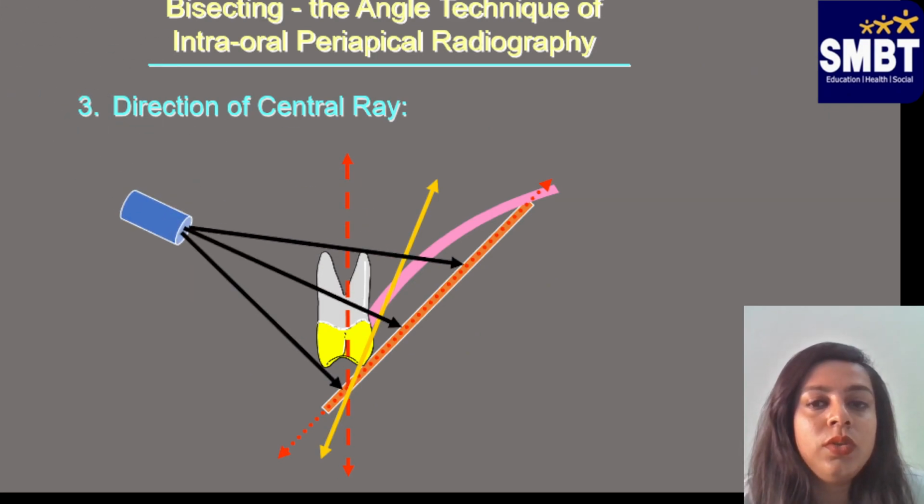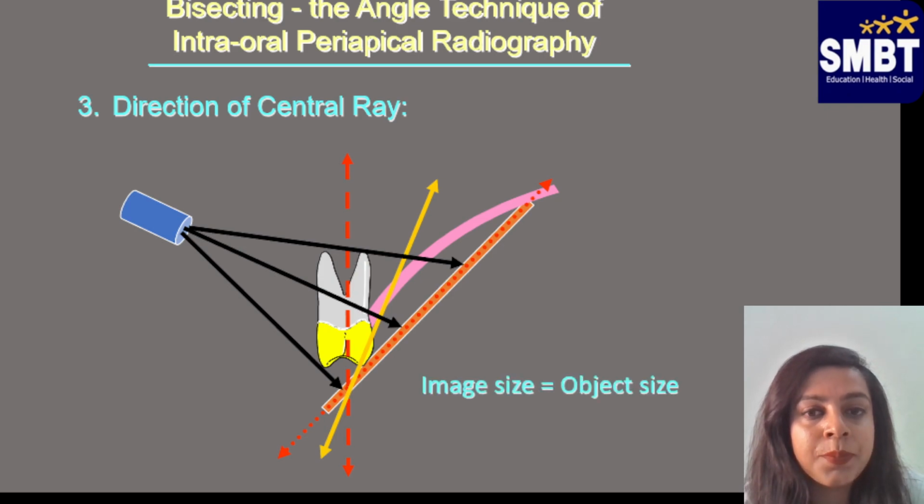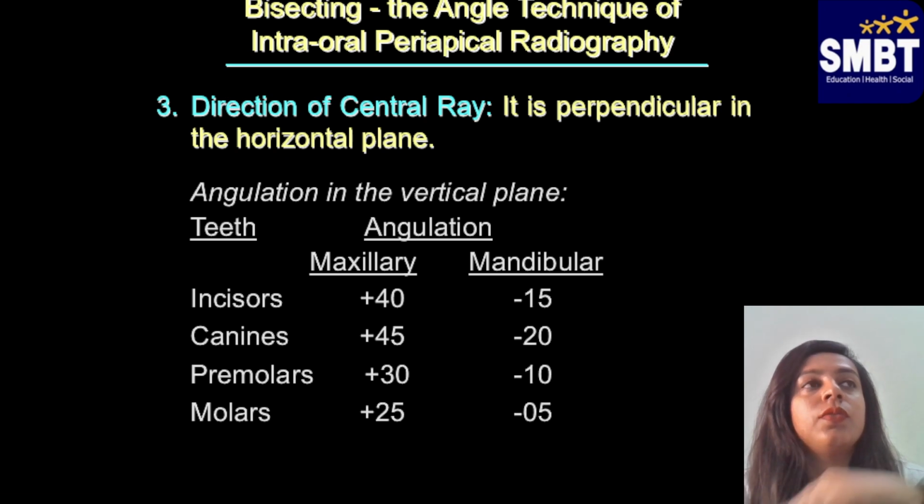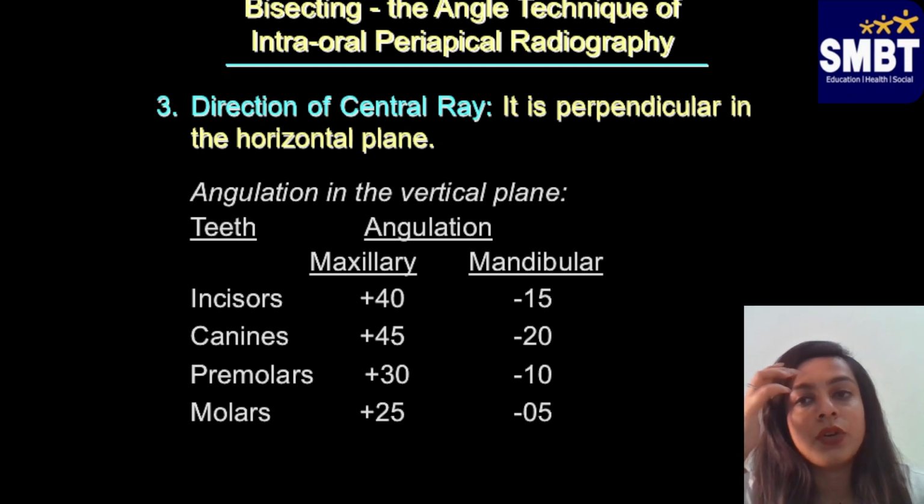Hence we drew an imaginary bisector and we kept our central ray perpendicular to this imaginary bisector, because of which we got two equal angles and one common side. This is how we apply Cieszynski's rule of isometry in our angle bisecting technique. By doing all of this, we got the image size approximately equal to the object size. Next, the direction of the central ray we saw is perpendicular in the horizontal plane. So when the central ray is passing, there's no horizontal angulation.